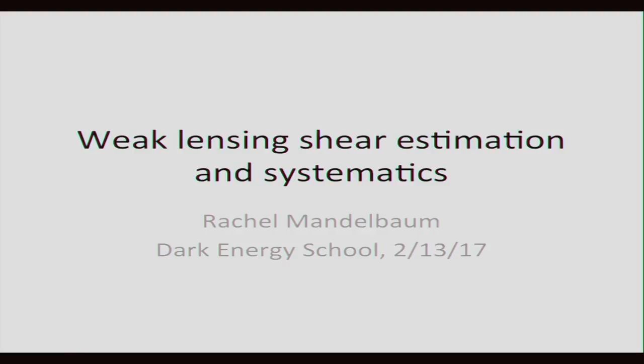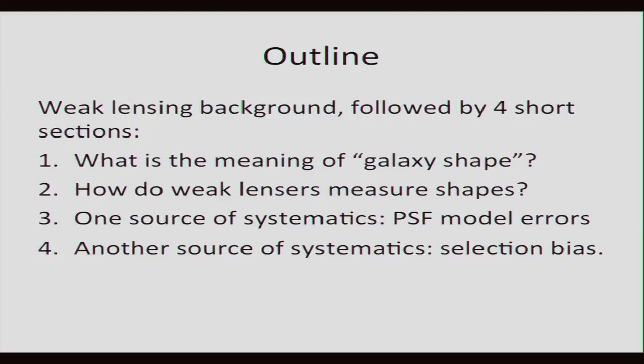to talk about next. Okay, so I'm going to give you a brief background about weak lensing, followed by four short sections. One is, what's the meaning of a galaxy shape? How do weak lensers measure galaxy shapes? And then sections on two specific sources of systematics, and if we're running low on time, we might skip one of those, depending.